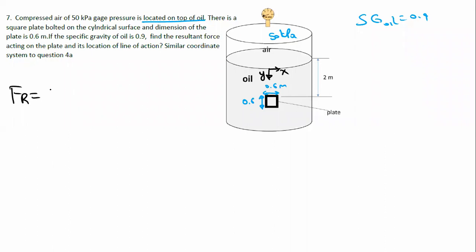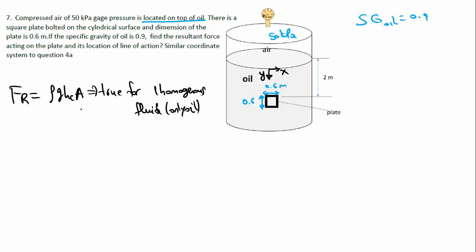FR will be equal to rho g hC times area. But you should be clever here, because that rho g hC times area is true for one homogeneous fluid. If it was one homogeneous fluid, for example only oil, you could use this relationship where it is rho g hC area.